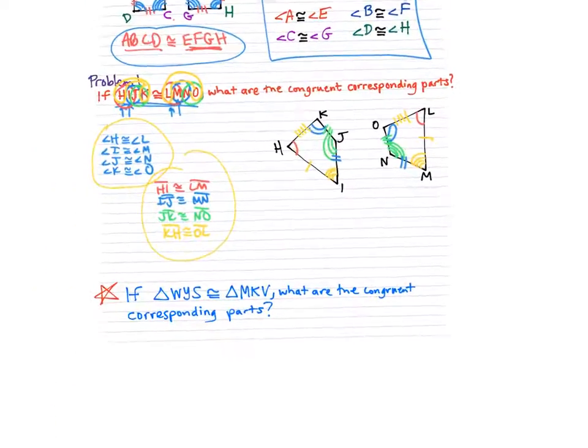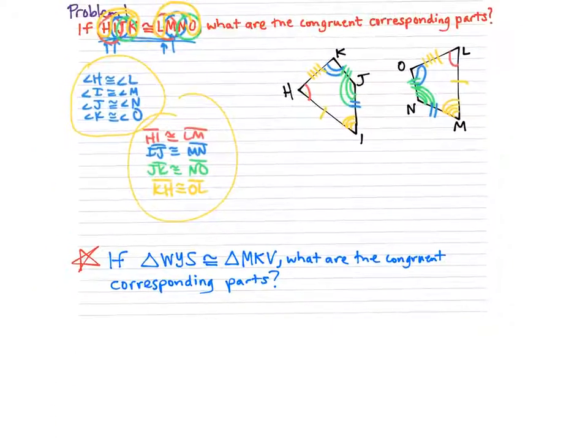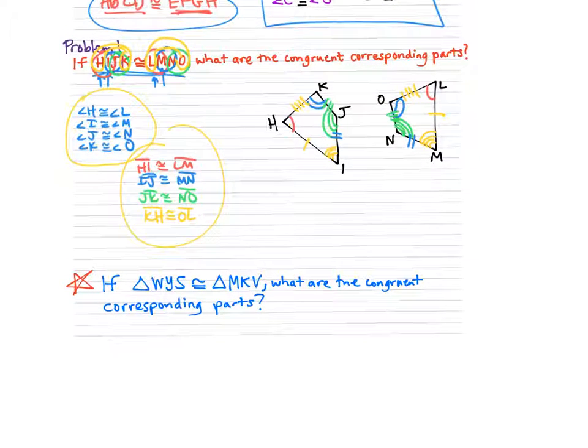So try this one on your own. We don't actually have a picture for that one, but again, you don't need the picture. You can just go by the way that's ordered, and it's just a triangle. So see if you can name all 3 angle pairs that are congruent, and all 3 side pairs. And then check back for your solution.